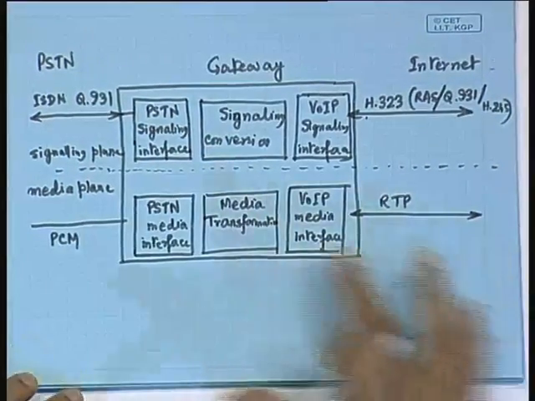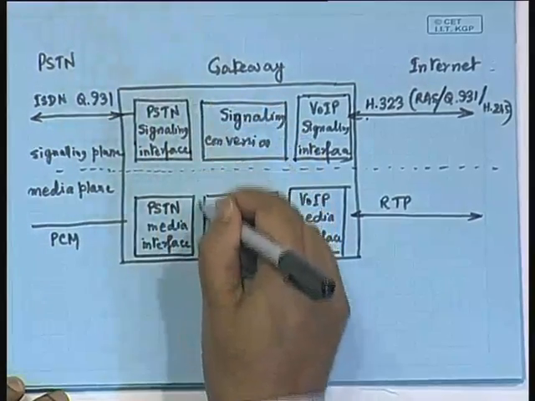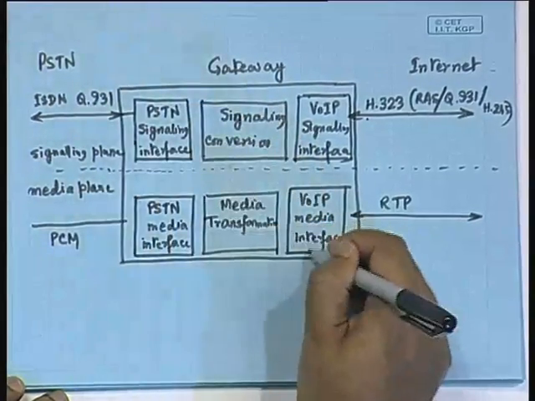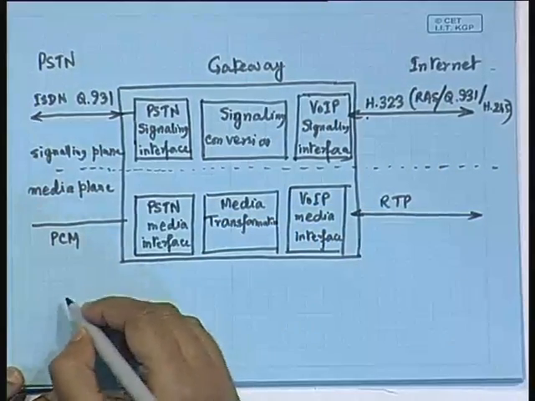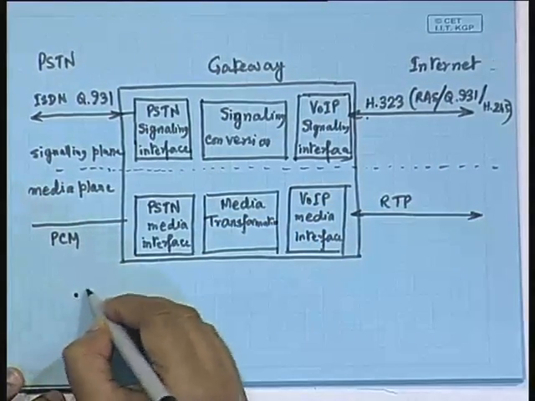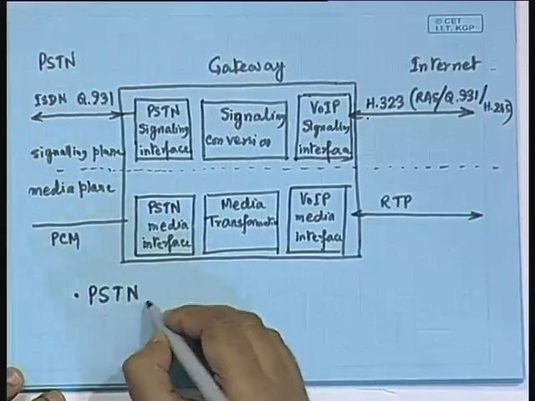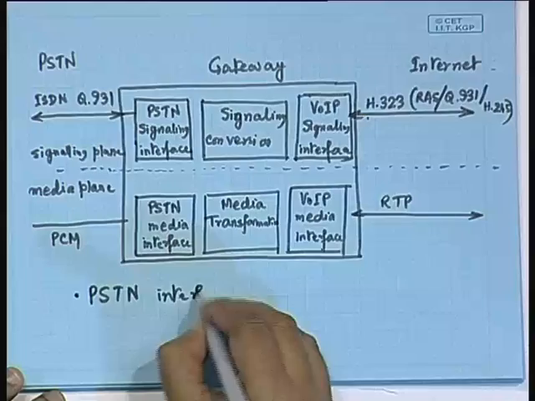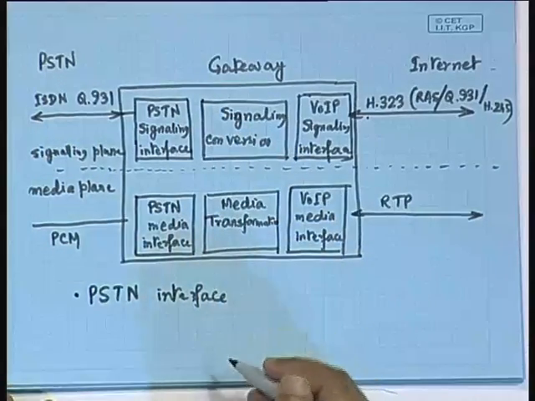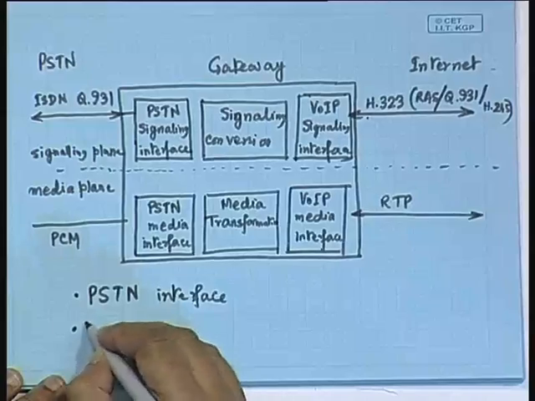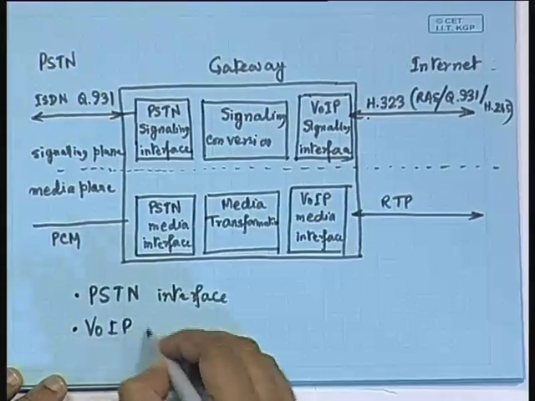So, essentially you see that there are 6 blocks, but if you take this as one block and this as another block, that means a gateway has one major block which we are combinedly going to call the PSTN interface. The PSTN interface includes the PSTN signaling interface and PSTN media interface, and likewise there is a VoIP interface that includes both.